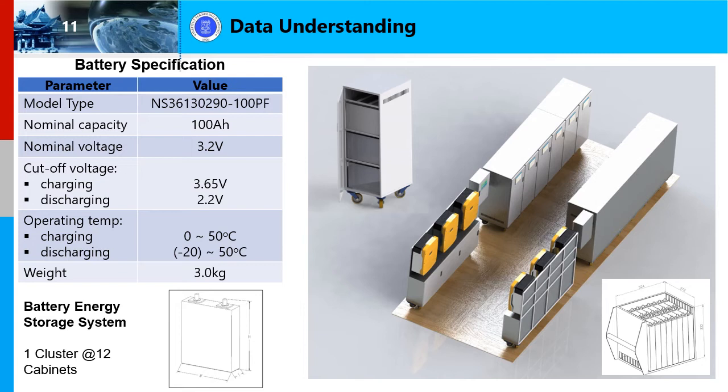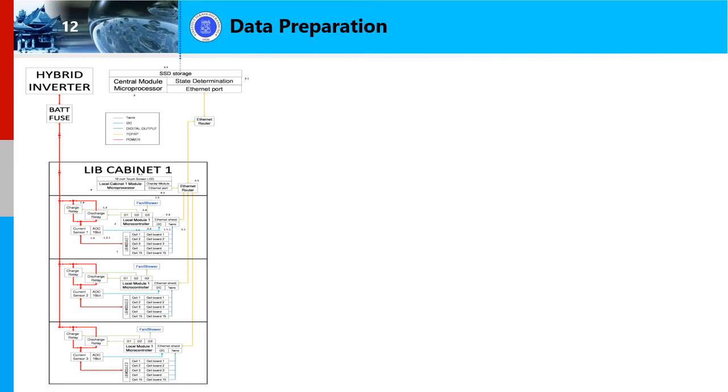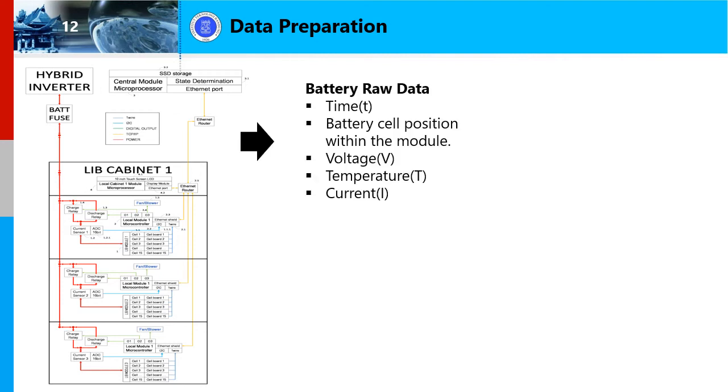So that's for the data understanding. We move to data preparation. Here's the schematic for the battery system for one cabinet. We get the battery raw data. It includes time, battery cell position within the module, voltage, temperature, and current.